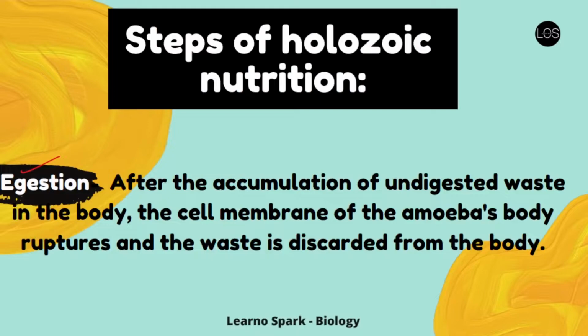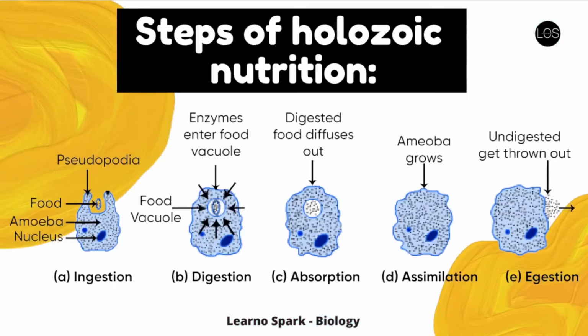After the accumulation of undigested waste in the body, the cell membrane of amoeba's body ruptures and the waste is discarded from the body. After absorption and assimilation, the undigested waste present inside amoeba's body is discarded from the body. Look at this diagram.